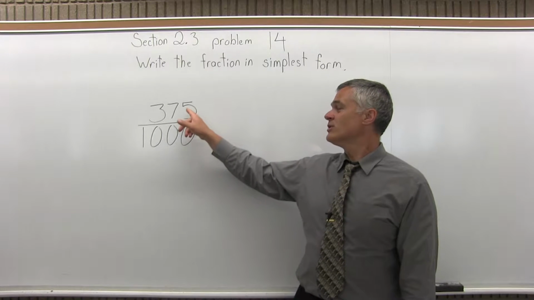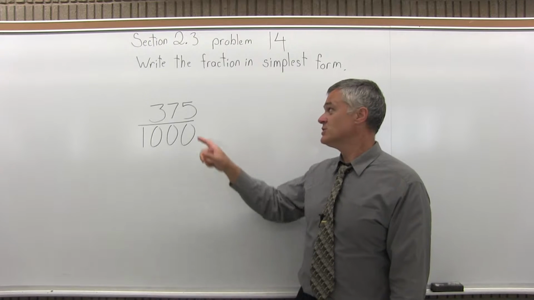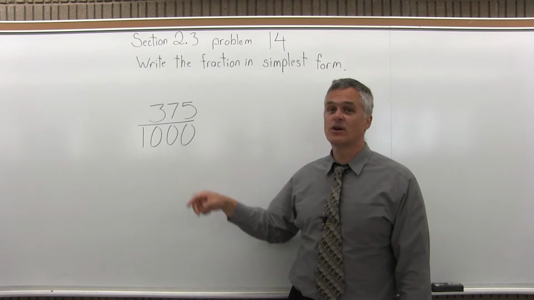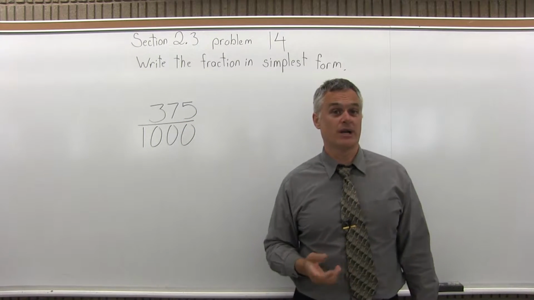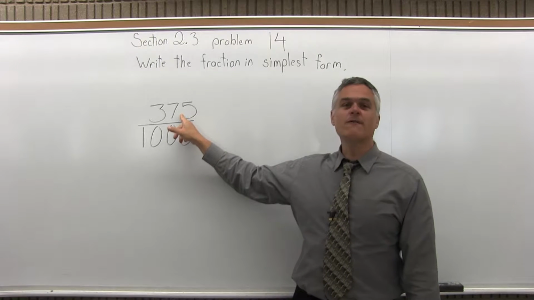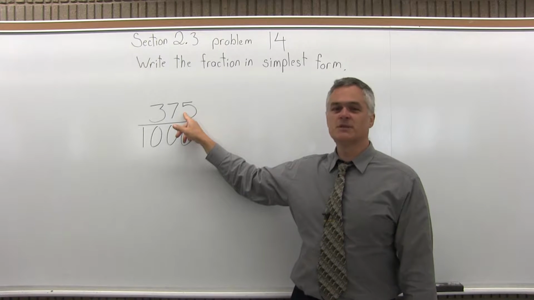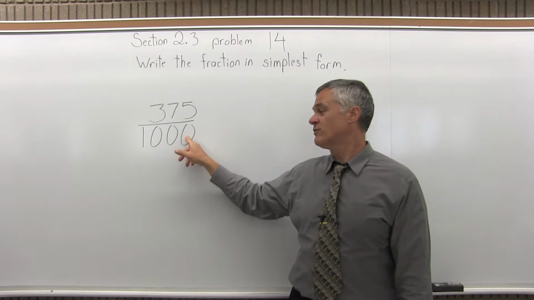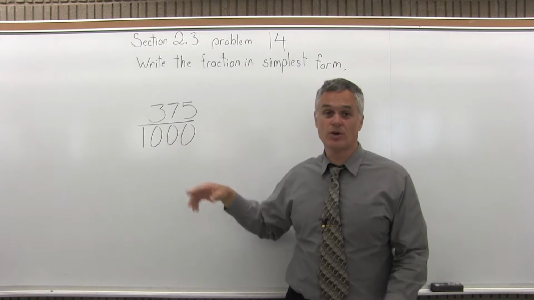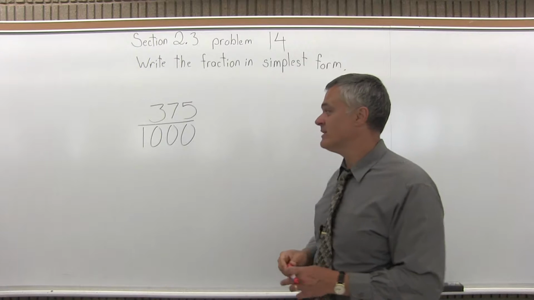So as I look at this, what's the biggest value I can think of that divides into both of them evenly? Since one ends in a 5 and the other ends in a 0, certainly 5 will work, and I can start with that. But I can see that 25 will divide into both evenly. 375 must be something times 25, and I know for sure 1,000 is. Now I might not know exactly how many times it goes in, but I'll see that it'll go in evenly.